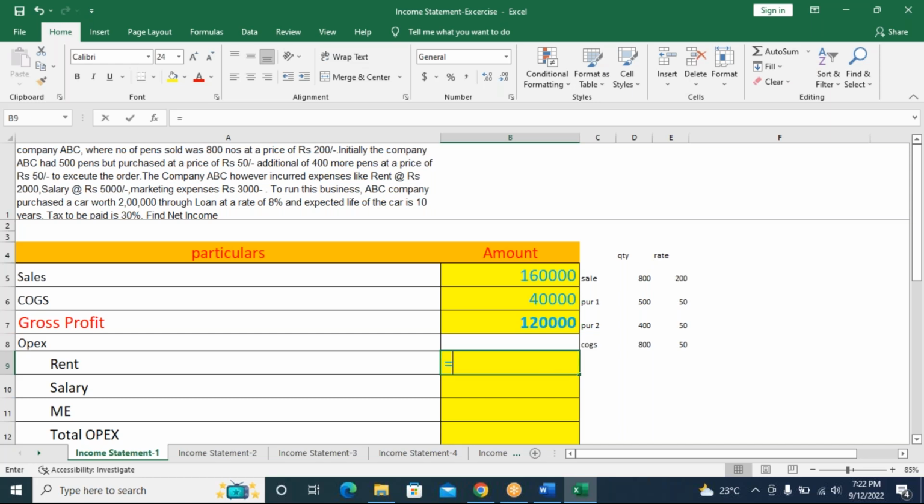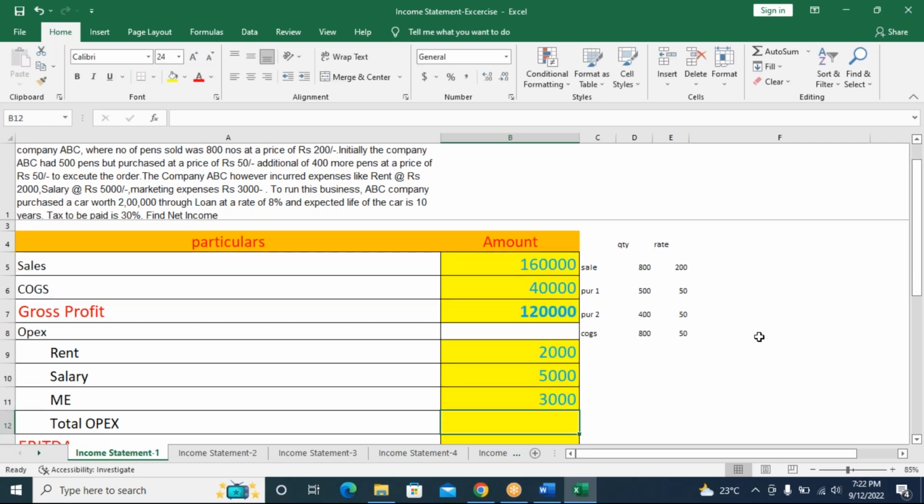2,000 rupees rent I have paid. So salary is equal to 5,000. Very good. So ME is nothing but marketing expenses. How much is my marketing expenses? 3,000. Very good. So now I need to see how much is my total OPEX.